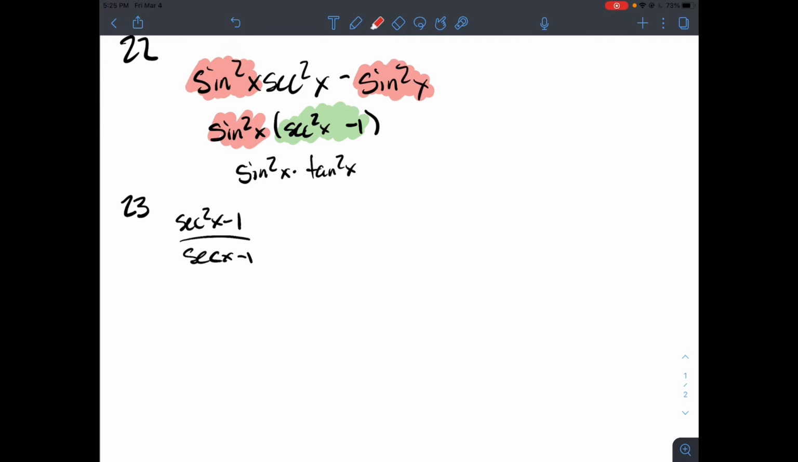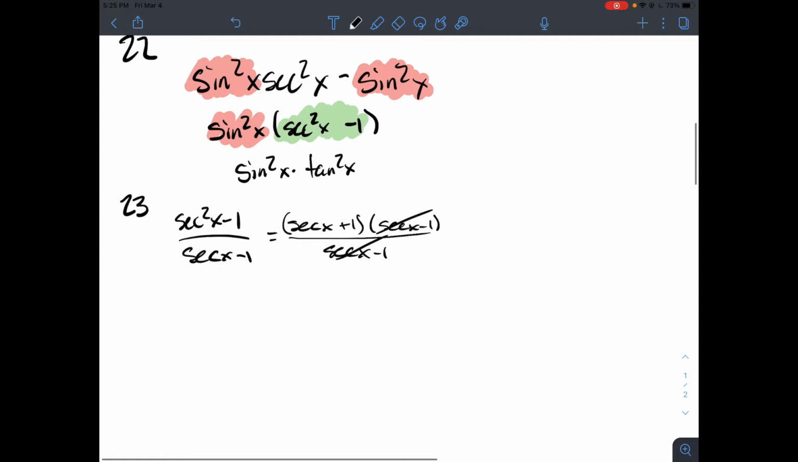So secant squared of x minus 1 over secant x minus 1. I know you might be tempted to look at this and do a trig sub, substitute some trig in there. But in this case, I see secant minus 1 in the bottom, and secant minus 1 in the top. And I know the top is going to be a difference of squares. So I'm going to go ahead and expand that difference of squares out, as opposed to using a trig sub here. So the secants cancel out, and we're left with secant of x plus 1.